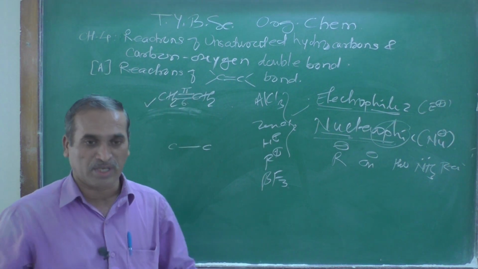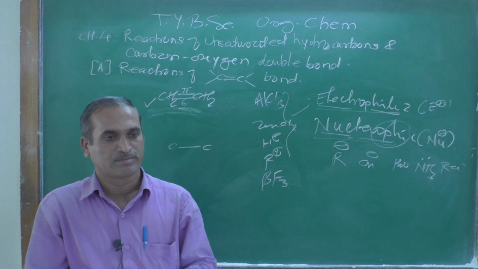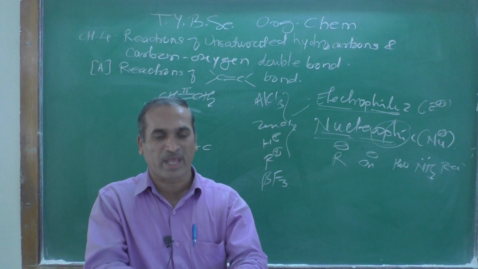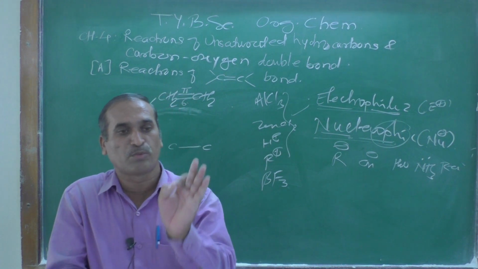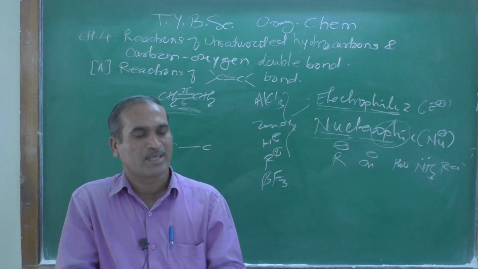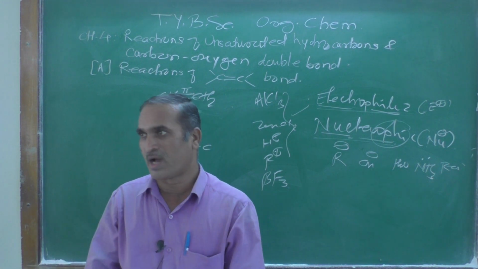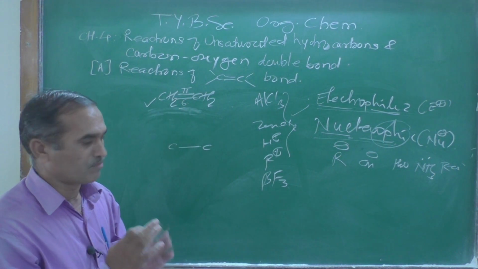Now pi bond is a weaker bond. It is laterally overlapping. The energy required to break the pi bond is very less as compared to the sigma bond, and therefore it acts as a source of electrons. It is a weaker bond.